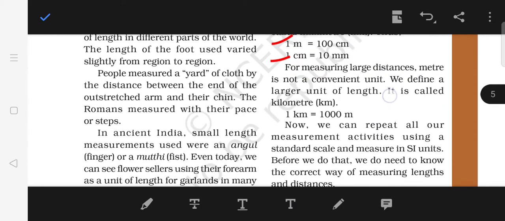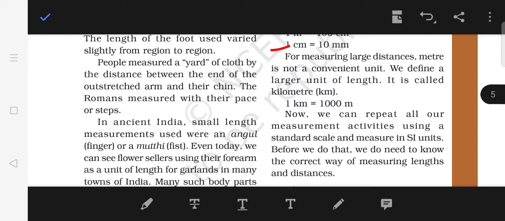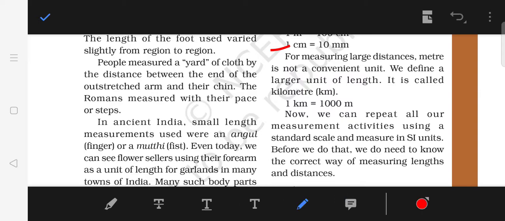For measuring large distances, meter is not a convenient unit. So we define a larger unit which we call kilometer, which is equal to 1000 meters. So now we can see, children, all these activities of measurement using the scale, you will find the actual unit. And before we do that, we need to know the correct way of measuring lengths and distances. So this is how we can have the correct measurement.